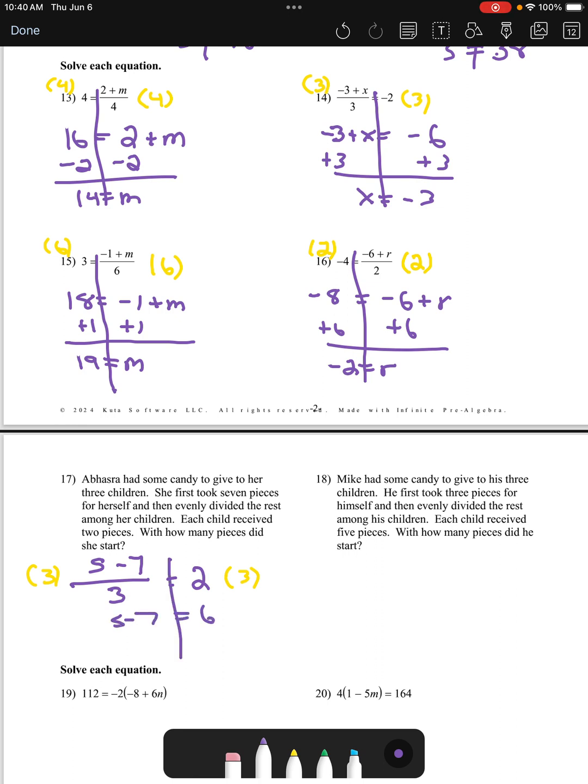We're going to multiply both sides by 3 to get s minus 7 is equal to 6. We'll then add 7 to both sides to find that she started with 13 pieces.